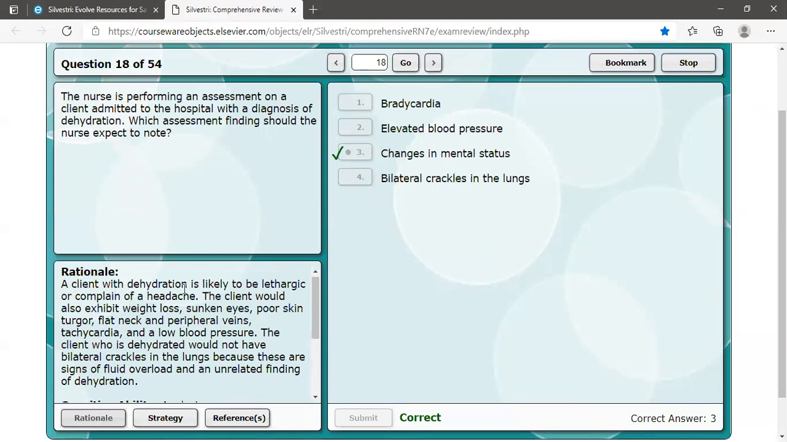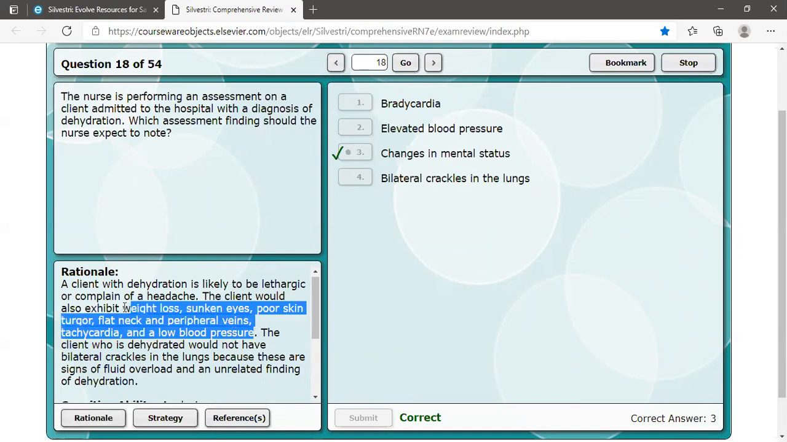The client with dehydration is likely to be lethargic and also complain of headache. The client would also exhibit weight loss, sunken eyes, poor skin turgor, flat neck and peripheral veins, tachycardia, and low blood pressure. The client who is dehydrated would not have bilateral crackles in the lungs. So what are the signs of dehydration? It is super important for our NCLEX board exam.